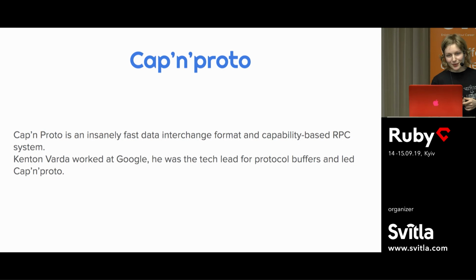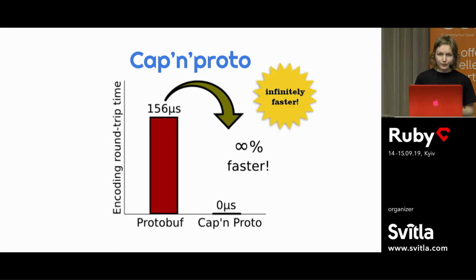Next one is Cap'n Proto. A few years ago, it kind of blew up the internet because it was named an insanely fast data interchange format and capability-based RPC system. Also, the guy who worked at Google at some point quit, and based on gRPC, he created a new, better protocol, and he named it Cap'n Proto.